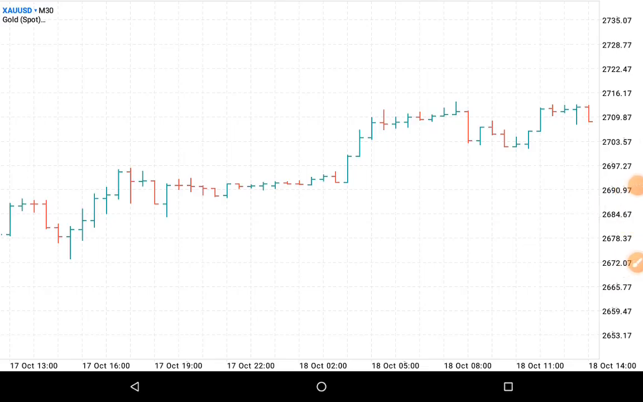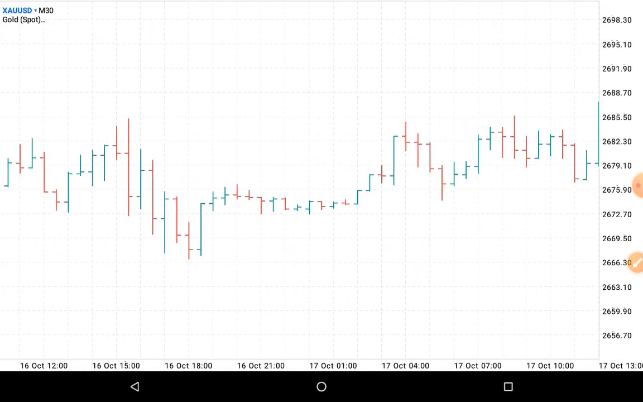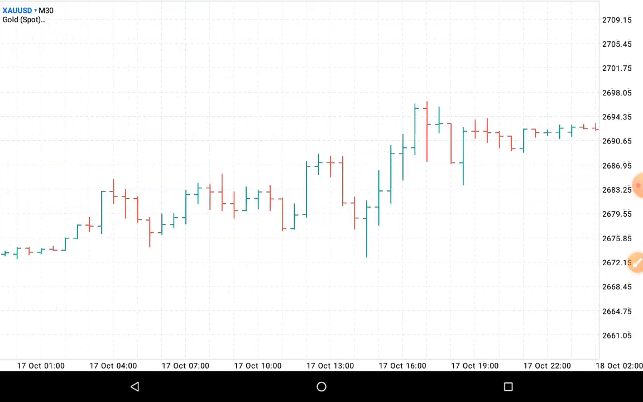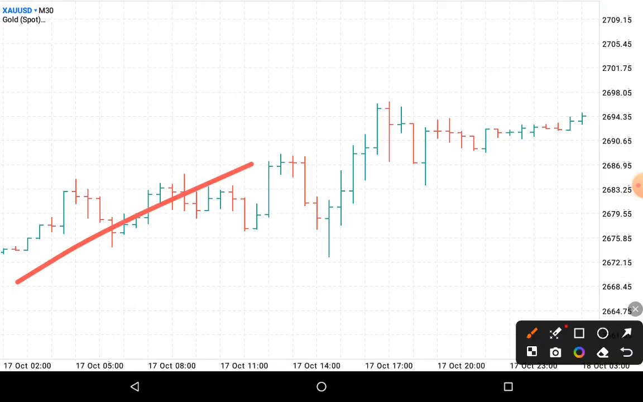These are XAUUSD, gold spot, on M30, on the MT5 app. Let me show you an example of what we've been talking about on the T-wave strategy. We said we have the impulse and corrective wave. So this is an impulse wave and this is a corrective wave, impulse wave, corrective wave. Let me show you an example of the bar which we were talking about before. This is now the example of what we're talking about.